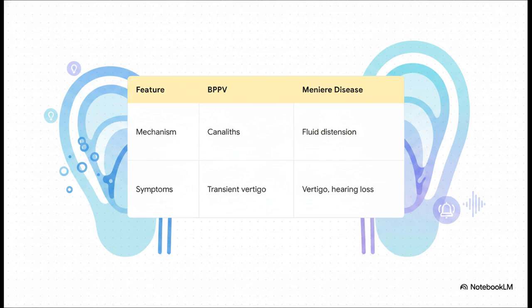BPPV is driven by mechanically provoked calcium debris, canaliths, displacing strictly within the posterior semicircular canal. Meniere's disease, by contrast, is driven by an idiopathic fluid distension. It's an endolymphatic hydrops, creating a classic triad: episodic vertigo, fluctuating sensorineural hearing loss, and low-frequency tinnitus. The underlying pathology strictly defines the clinical picture.